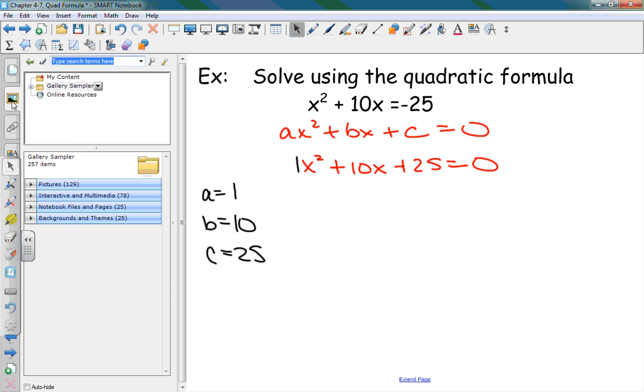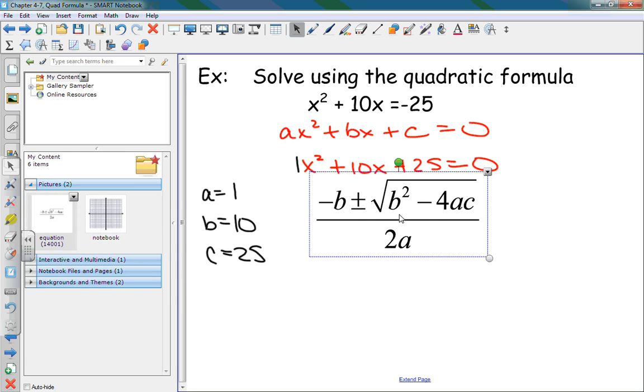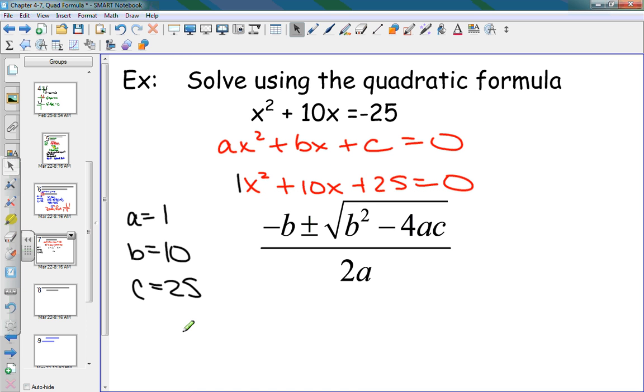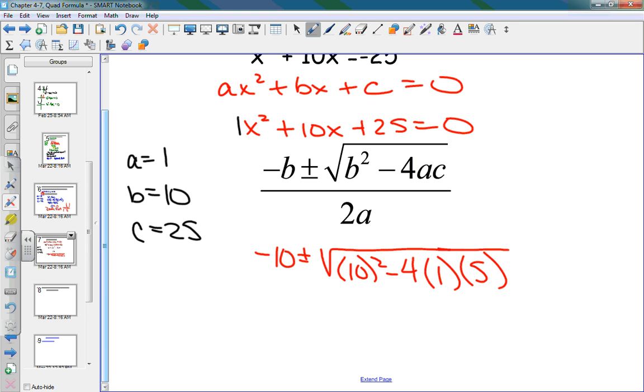And I am going to bring out my lovely little quadratic formula. X equals negative b plus or minus square root b squared minus 4ac all over 2a. So that is my quadratic formula, so I plug in what I know. What's b? 10, but it says negative b, so that's negative 10 plus or minus. What's b again? That's 10 squared minus 4. What's a? 1. What's c? 5. All over 2 times a, which is 1.